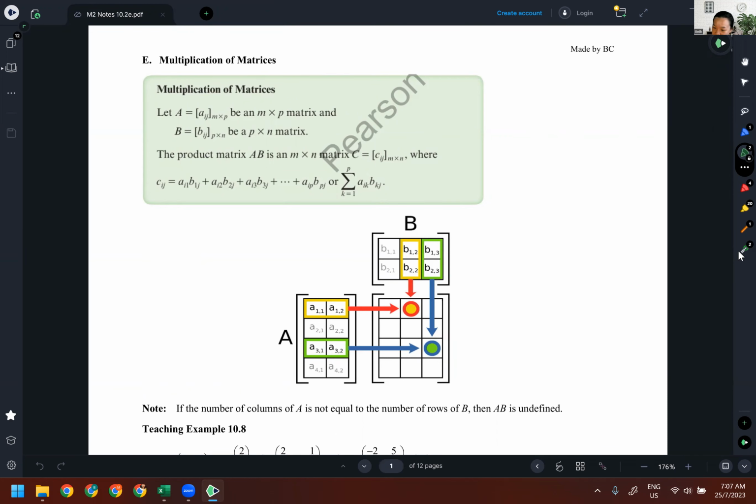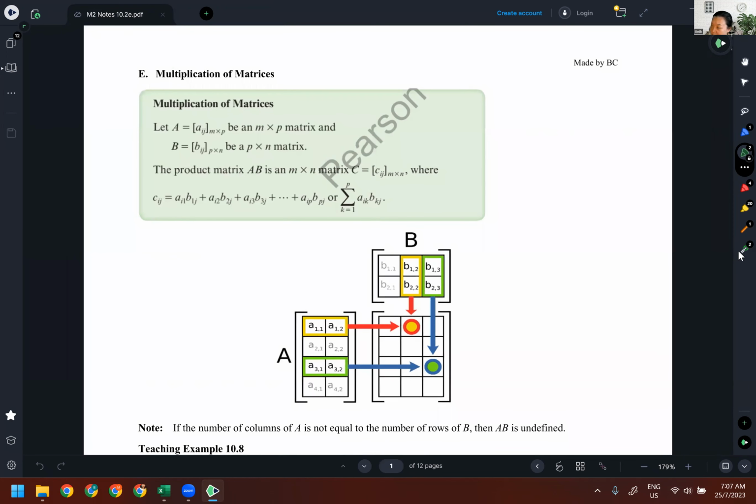Now, last time we learned how to add, subtract, and then scalar multiply. And I asked you to guess what we should learn next. And I think you can guess it correctly. It's multiplication of matrices.